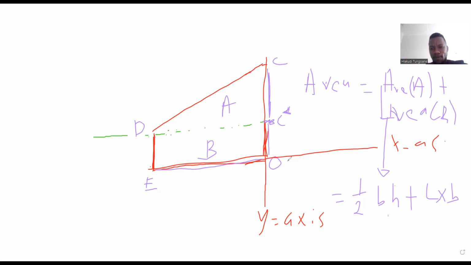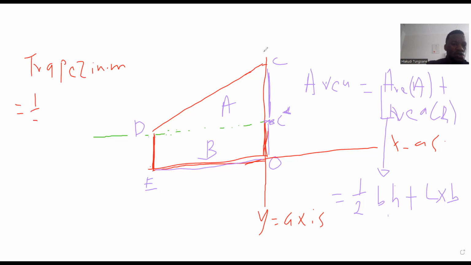So yeah, another way of doing this, which I think is more efficient, is to use the area of a trapezium, because this is a trapezium shape. We know that the area of a trapezium equals 1/2 (A + B) times height, right?